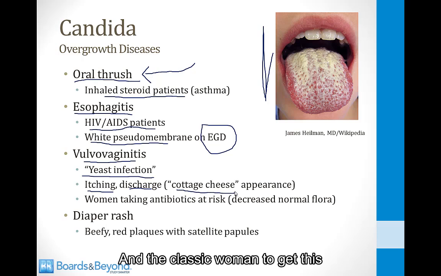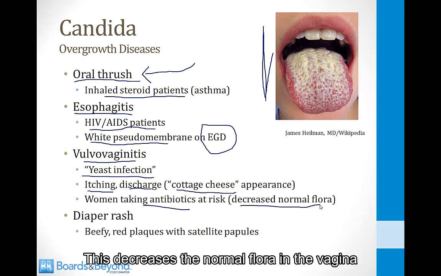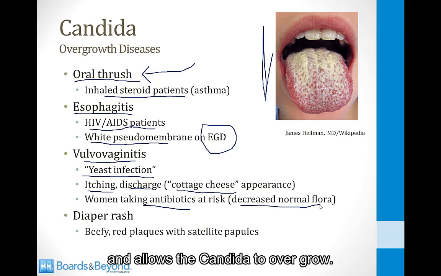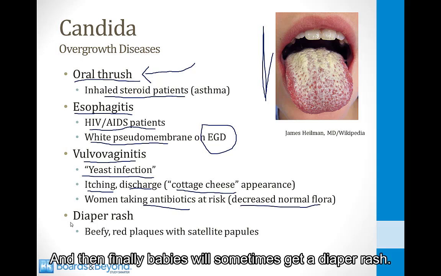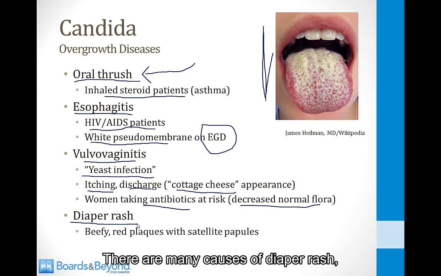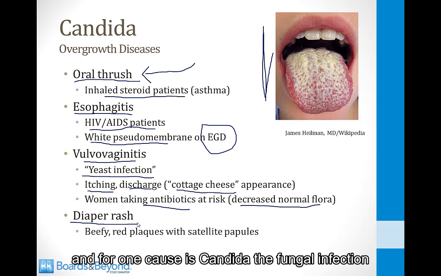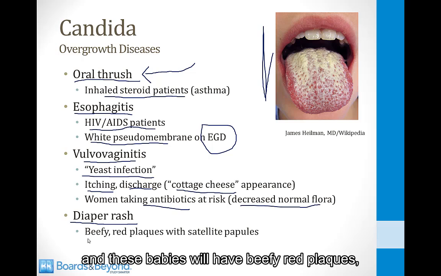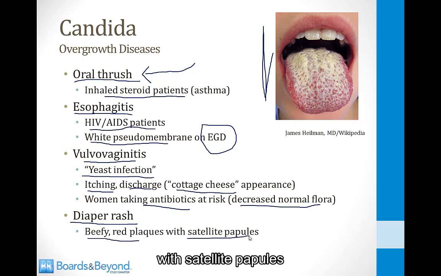And the classic woman to get this is someone who has taken an antibiotic. This decreases the normal flora in the vagina and allows the Candida to overgrow. And then finally, babies will sometimes get a diaper rash. There are many causes of diaper rash, including just irritation of the skin, but one cause is Candida, the fungal infection, and these babies will have beefy red plaques with satellite papules in the region covered by their diaper.